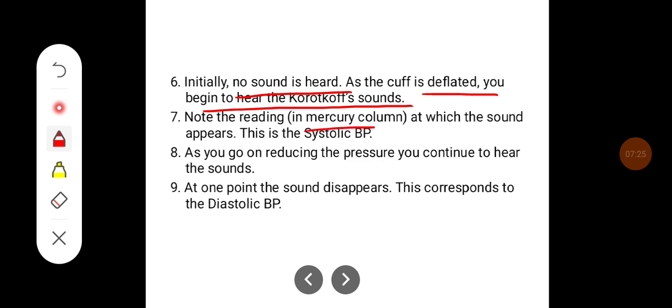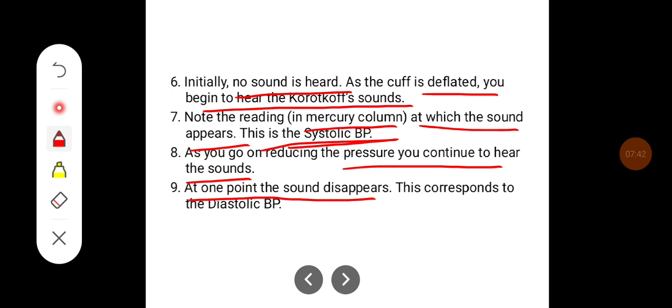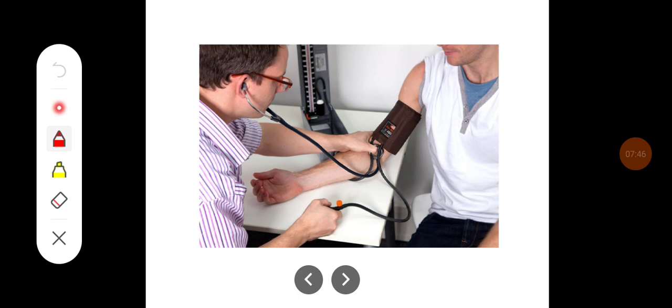Note the reading in the mercury column at which the sound appears first, and this is called the systolic blood pressure. As you go on reducing the pressure, you continue to hear these sounds, and at one point the sound disappears. This corresponds to diastolic blood pressure. So this is how you record the blood pressure by the auscultatory method.